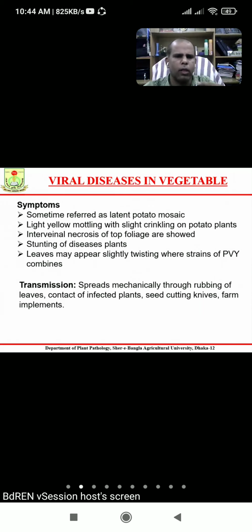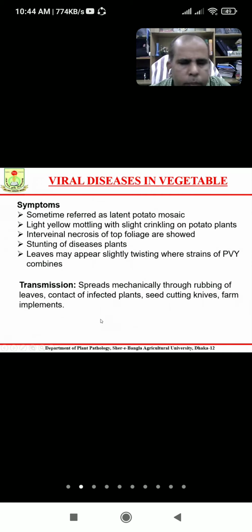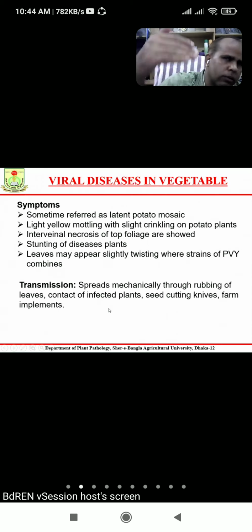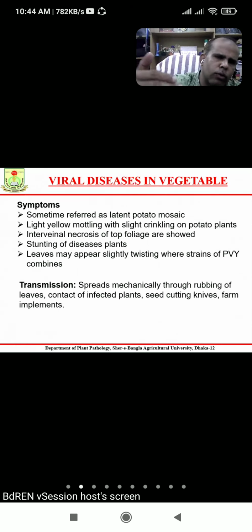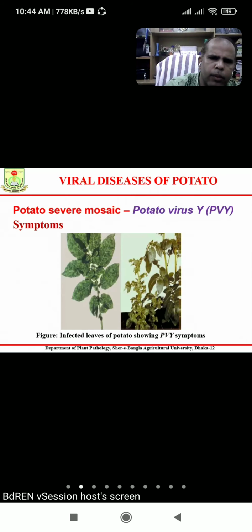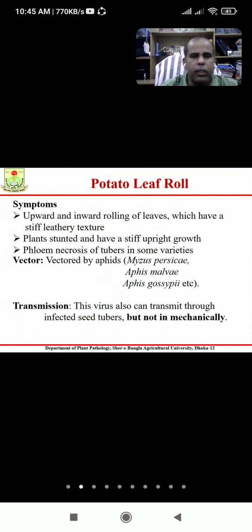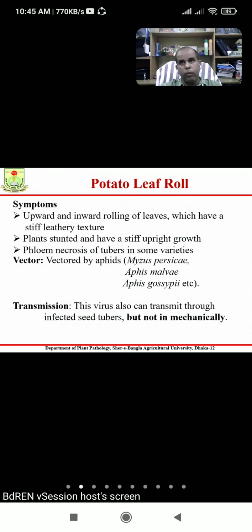That means during the intercultural operation, through rubbing of the leaf, contact with the infected plant, seed cutting knife, or farm implements, through this way it can be transmitted mechanically. তাহলে আমরা এখানে পটেটোর তিনটা ভাইরাস ডিজিজের কথা ডিসকাস করলাম, একটা PLRV, আর একটা PVY, আর একটা হলো যে PVX. The PLRV, that is the infected leaf of the infected plant become rolled, and that is transmitted by the insect vector as well as the infected tuber, but never mechanically.